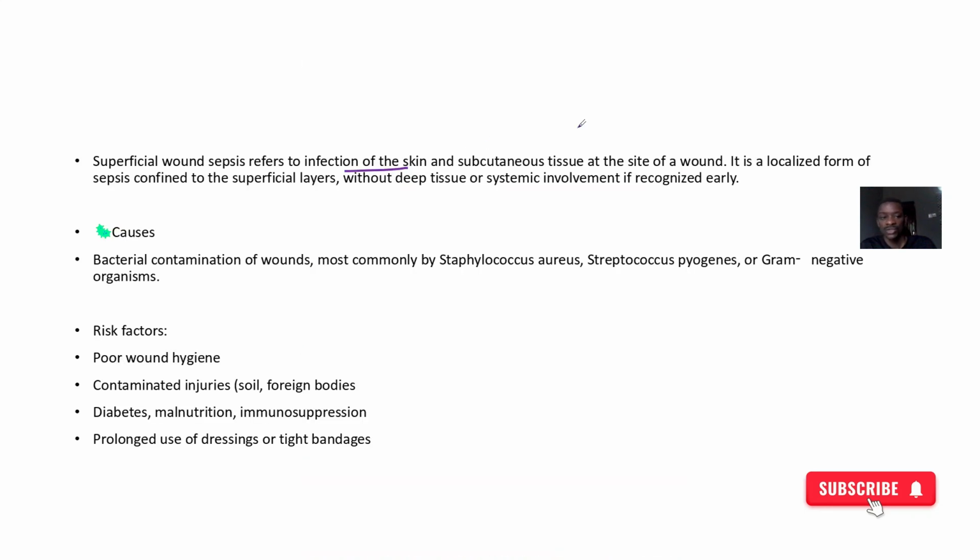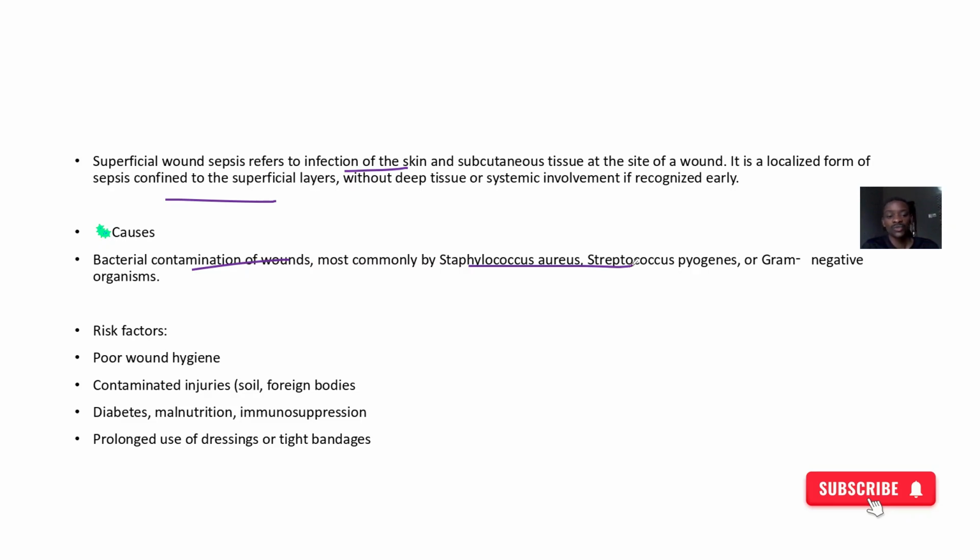Okay. So it's a localized form of sepsis and it's confined to the superficial layers without the deep layers being involved. Of course, if you leave it, it will now progress to the deep layers, okay, causing much more issues. So examples, bacterial contamination of wounds like Staphylococcus aureus, Streptococcus pyogenes, okay, all those gram-negative bacteria and all of that.